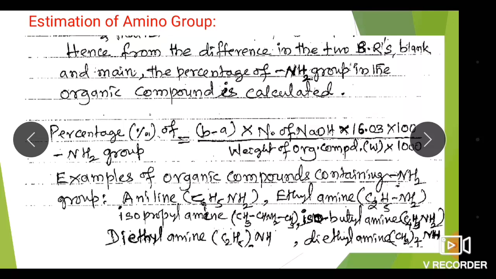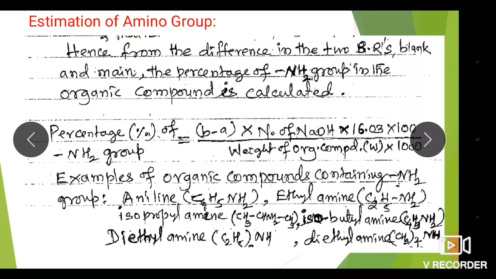What is the formula for that? The percentage of NH2 group is equal to (B minus A) into normality of NaOH into 16.03, which is nothing but the molecular weight of the NH2 group, into 100, divided by the weight of organic compound taken, that is W gram, into 1000. And with the help of this formula we can calculate the NH2 group or NH group present in the given organic compound.